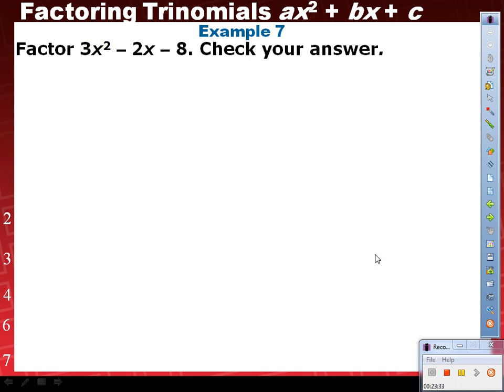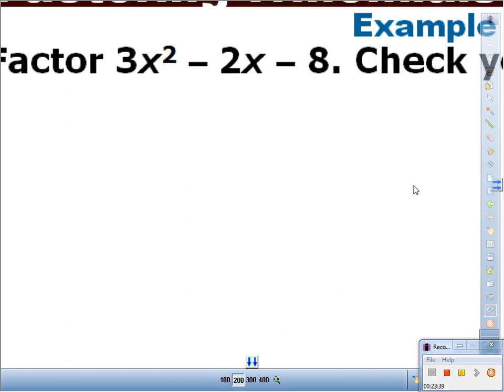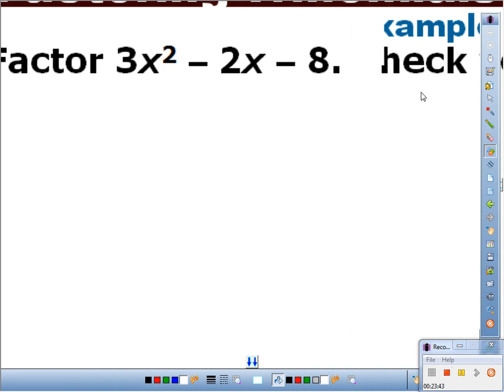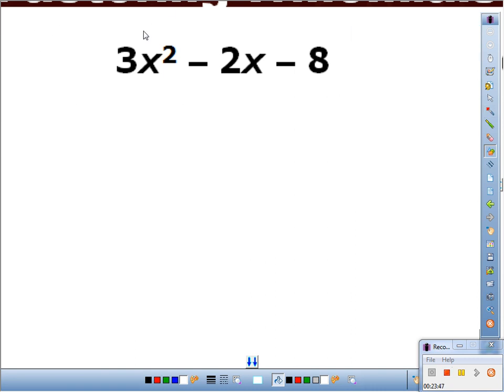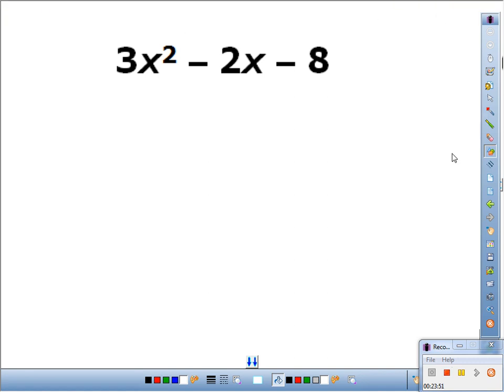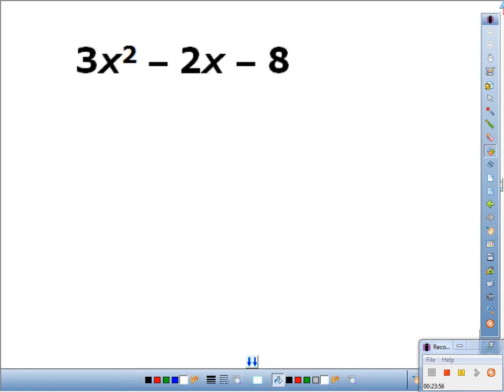Copy this one. Example 7. Let me zoom in. 3x squared minus 2x minus 8. Factor that one. You have 45 seconds. Copy that and go.